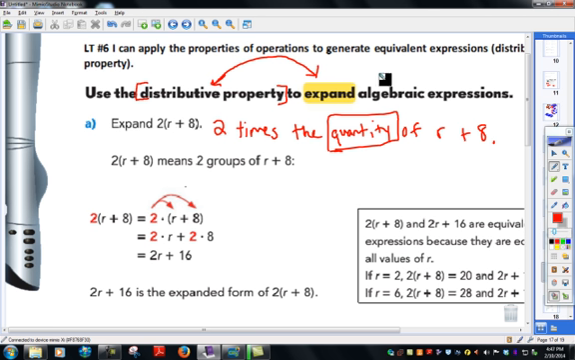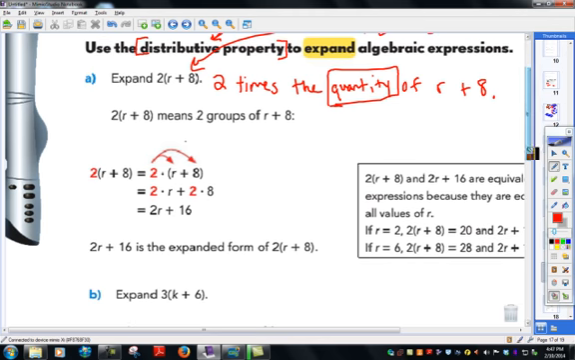That's why it can't be just written as 2r plus 8. It's totally different than this. 2r plus 8 means 2 times r and then add on 8, because of following PEMDAS. Whereas this, you must do the r plus 8 first and then 2. And I guess this is what it means right there: there are 2 groups of r plus 8, which is the same thing I just said essentially.